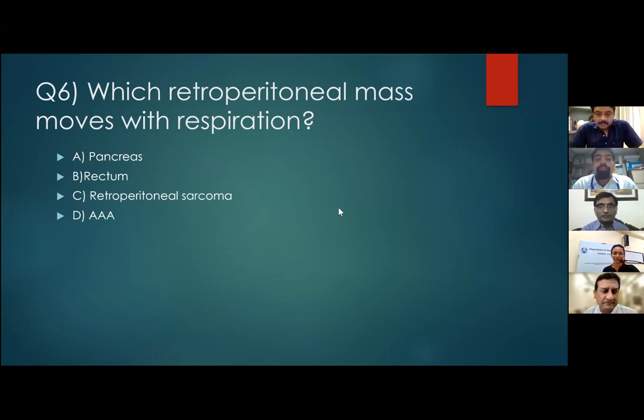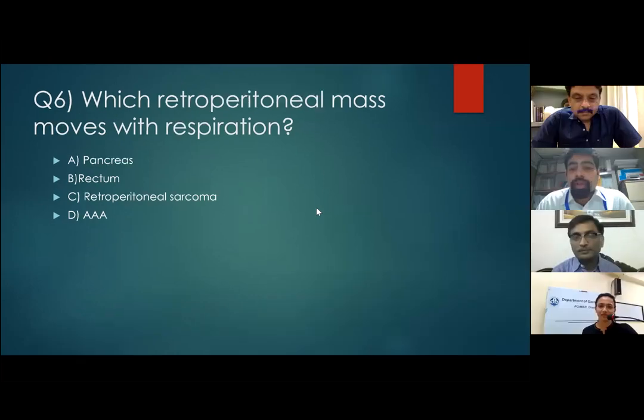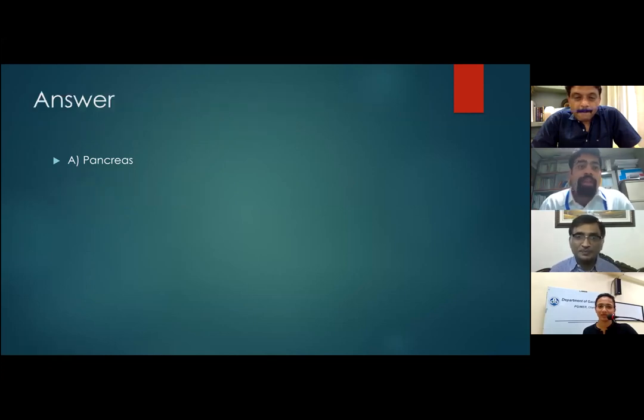So, let's see the results. So I think the audience this time, again, the opinion is divided, and around a quarter of the audience have got this correct. So the answer to this is the pancreas.